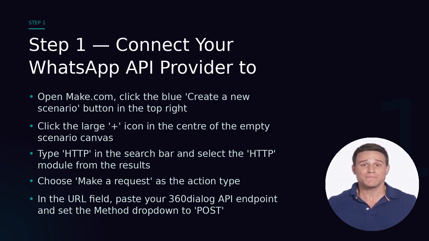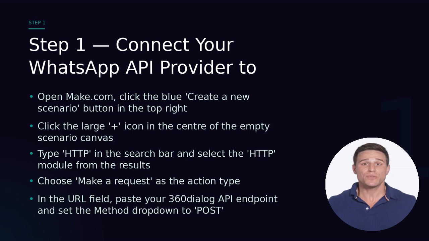Let's get into it. First things first, you can't plug WhatsApp directly into Make.com without an API provider sitting in the middle. I'm using 360 Dialog here. It's the cheapest route, and there's a link in the description to get set up. Twilio works too if you're already on it. Once your 360 Dialog account's live and your WhatsApp business number is approved, head into Make.com.